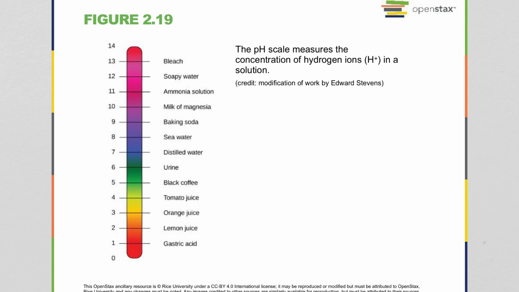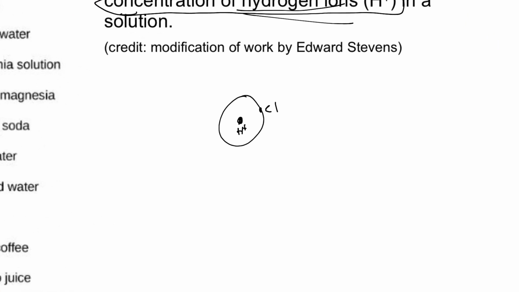So the pH scale measures the concentration of hydrogen ions in a solution. So this term hydrogen ion, remember that a hydrogen atom really just consists of one proton and one electron. If that hydrogen atom gives away its electron, it's going to split into a single proton, H+, and a single electron. So when you see that term H+, that is the same exact thing as saying one single proton. You can also call it a hydrogen ion. Either one is equally correct.